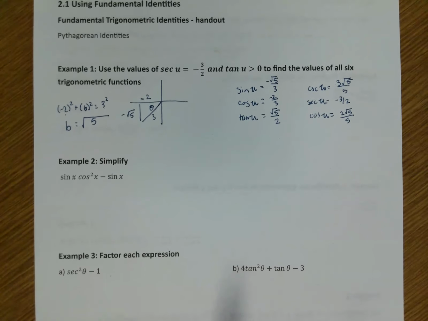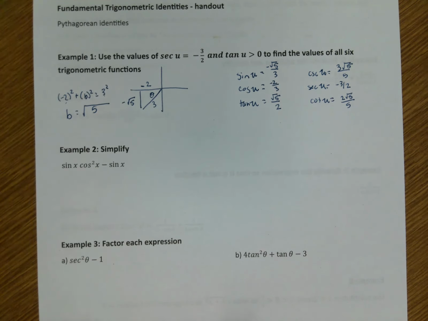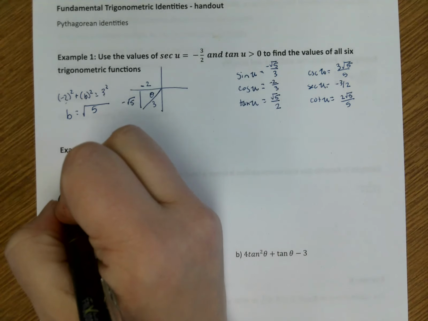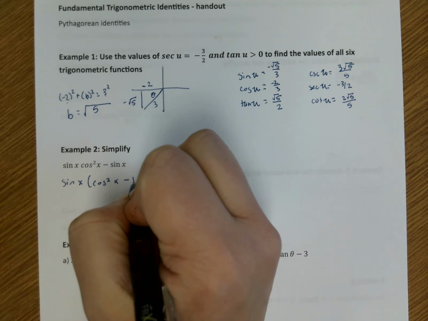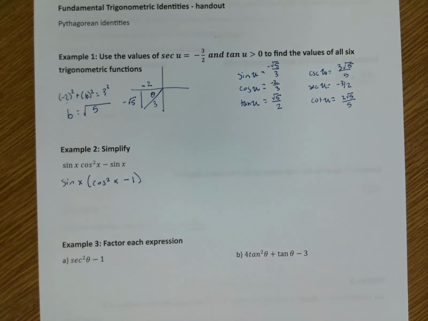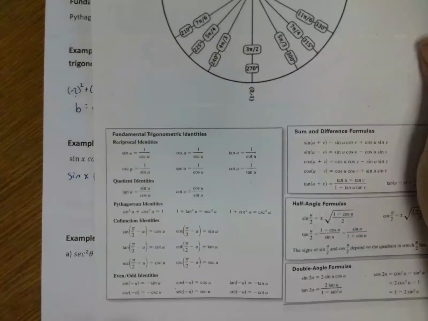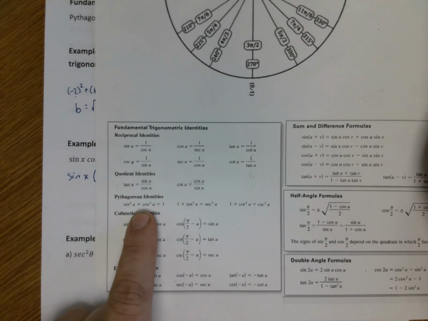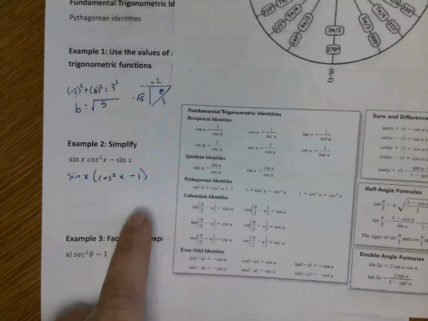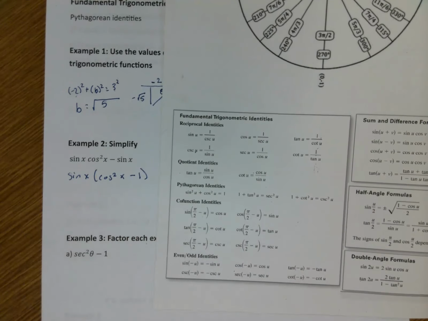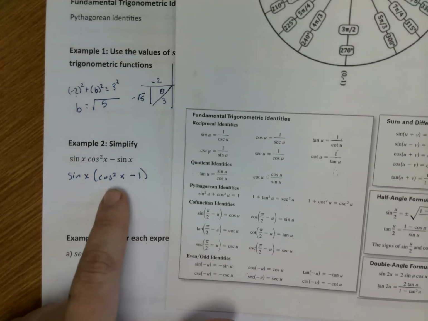So example 2 is simplifying. Now we're going to start getting into more of our fundamental trigonometry identities. The first thing I see is that there's a sine in both of these. So I can factor out a sine of x, leaving me with a cosine squared x minus 1, because that did not disappear. Again, if you look at your trig identities right now, we do have this trig identity with sine and cosine. So if I wanted to get the cosine and 1 on the same side, I could subtract that over. But notice how it's not the exact same as what we have.